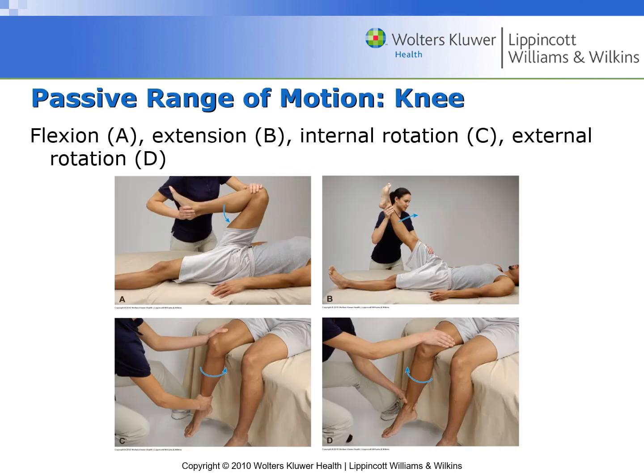Now let's consider passive range of motion of the knee. Illustration A demonstrates passive flexion of the knee, while illustration B demonstrates passive extension of the knee. Illustration C demonstrates passive internal rotation of the knee, and illustration D demonstrates passive external rotation of the knee.